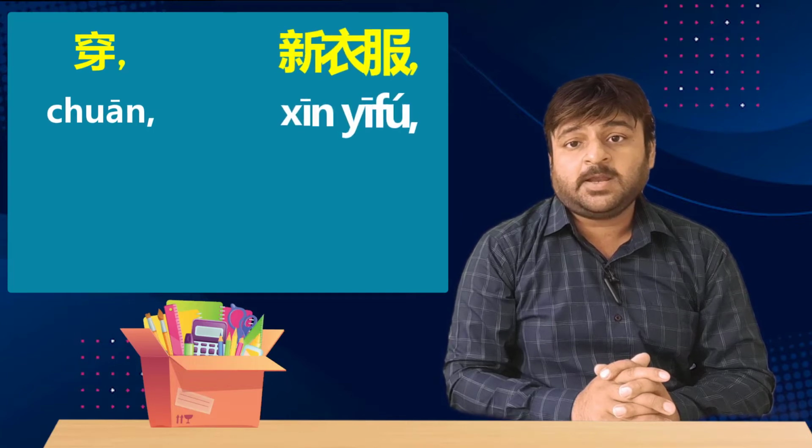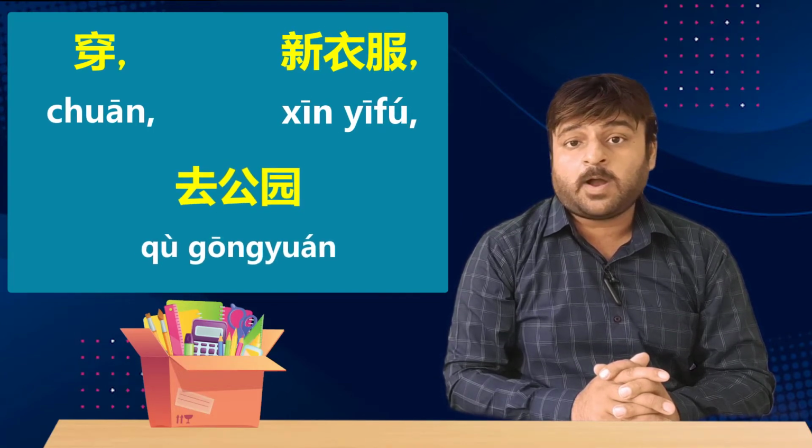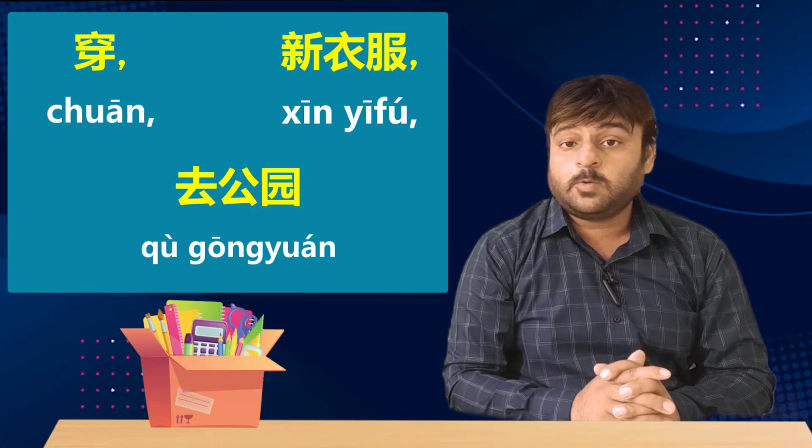Moving on to the next word in the box, let's have a look at the words. 穿 to wear. 新衣服 new clothes. 去公园 go to park. 孩子们 children wearing new clothes go to the park. Make replacement of these three words in the above sentence to make a sentence which means the children wearing new clothes go to the park.